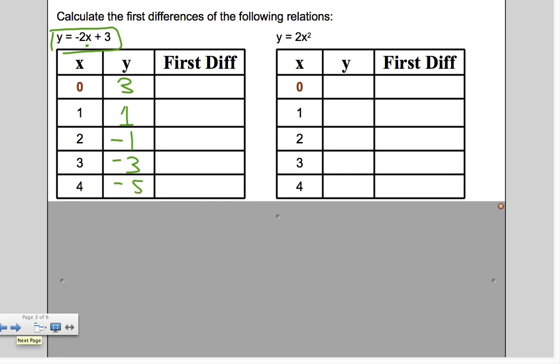Okay, so let's calculate the first differences here. So here I go. I don't have a first difference in that first one, because there's no number above 3 that I could subtract from it. So here was 1 minus 3. Negative 2, right? We did that. So what's negative 1 minus 1? What's that? Negative 1 minus 1?